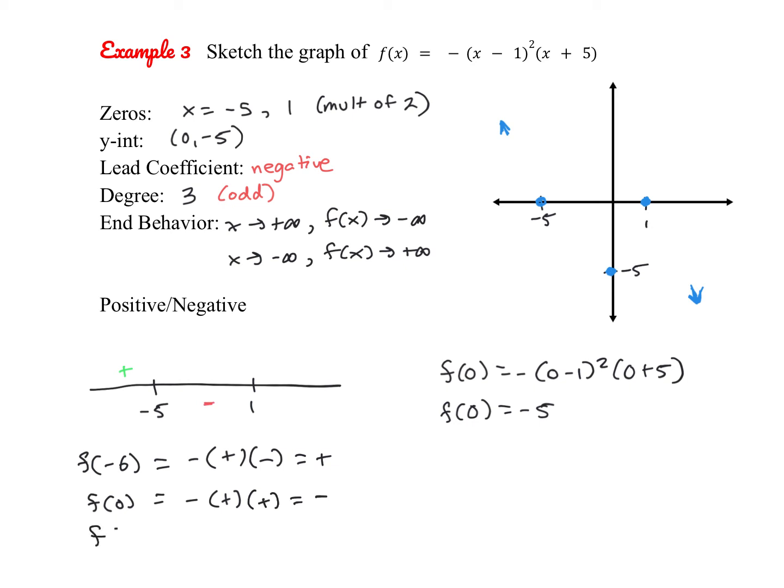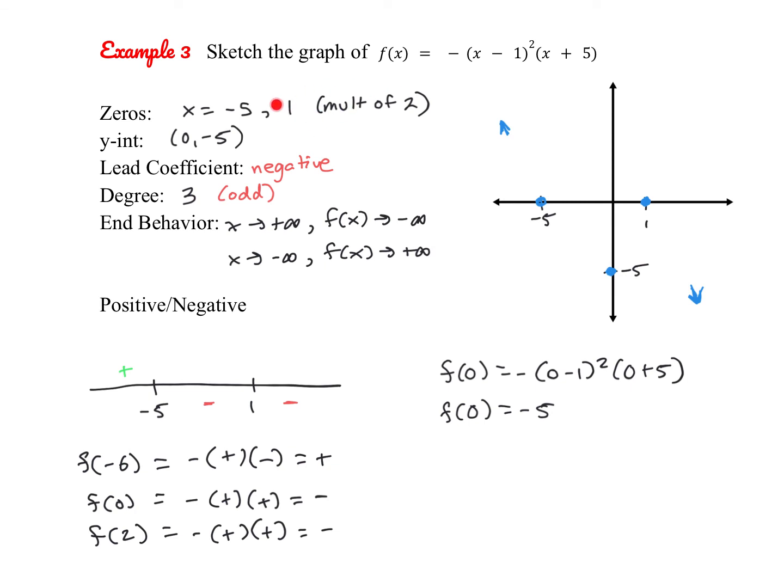And then let's plug in, I don't know, f of 2, so we have the negative out front. This one will always be positive, and this one will also be positive. So this results in another negative. So you can see here's a case where we didn't jump to the other side when we crossed over a 0. And this is because of this multiplicity.